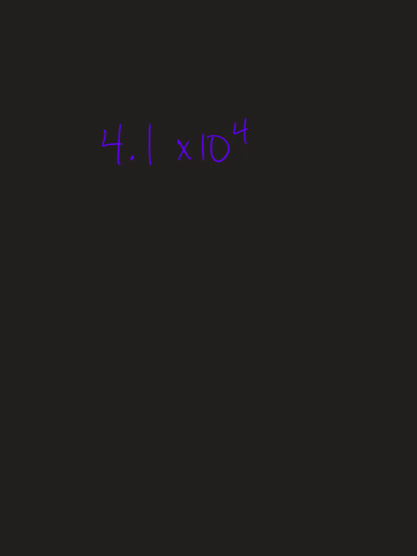This time we have a large number because it's a positive exponent. 4 and 1/10. I'm moving my decimal 4 times. 1, 2, 3, 4. And I have 41,000 as my answer.